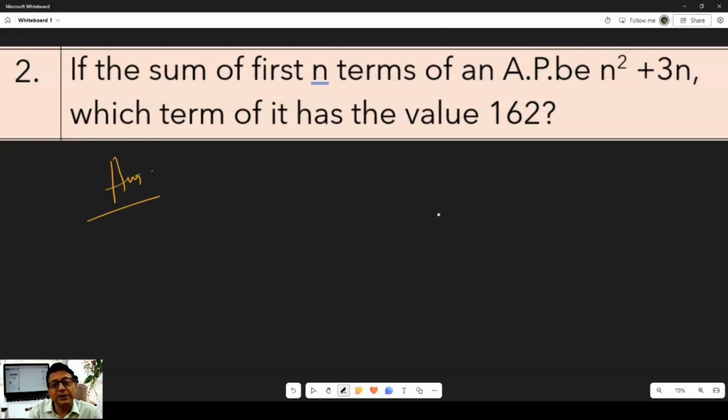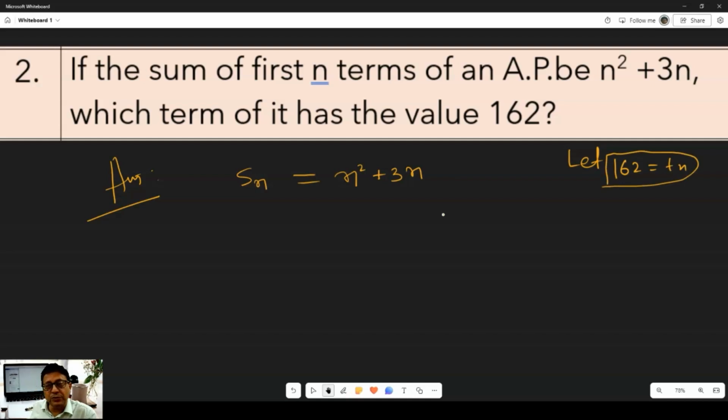Sum of n terms of the AP given. That is Sn. Sn is given n square plus 3n. Sn given, Tn not given. So which term of the AP has value 162? Obviously we will assume let 162 be equal to Tn, because you are going to find that. But Tn, how will you find it? You don't know the AP. See, whenever sum of terms in AP is given in this manner, you remember that from there only we can get all the terms. How?